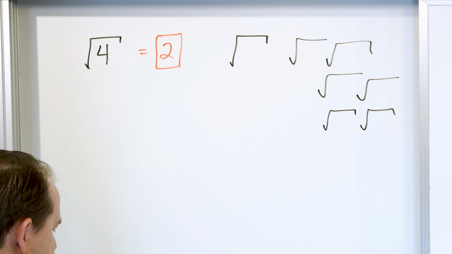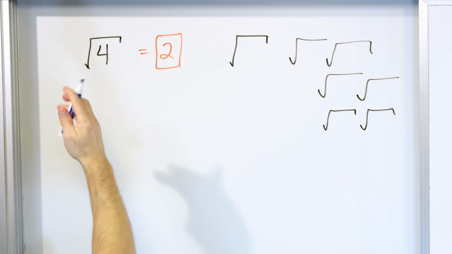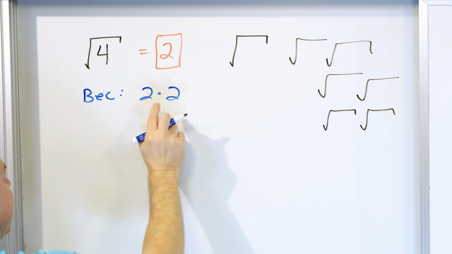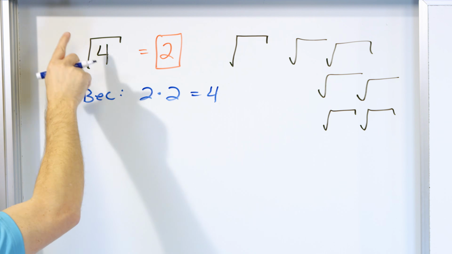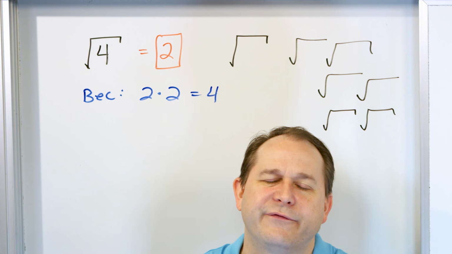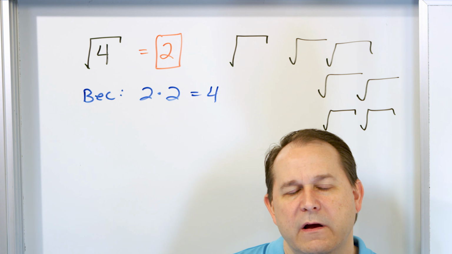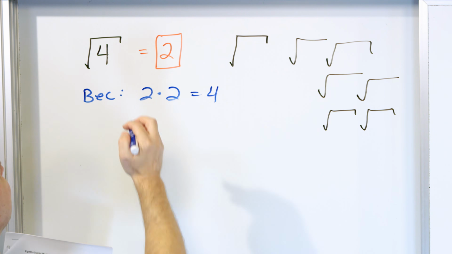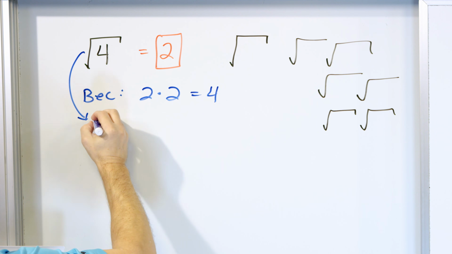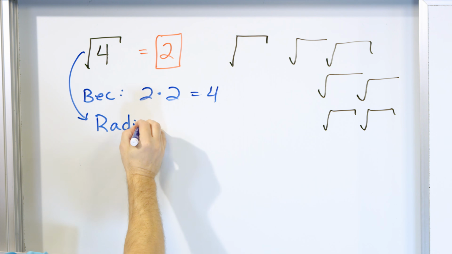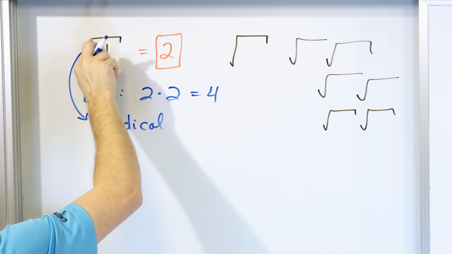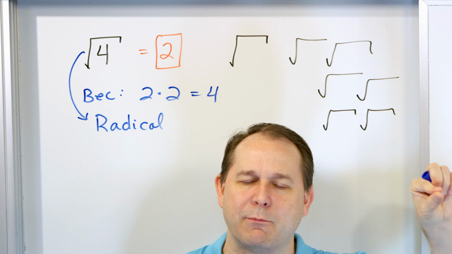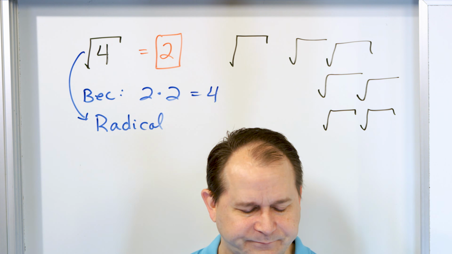And the reason that this is the answer is because, I'll put BEC, because 2 times itself, that's what this means, 2 times itself is equal to 4. So every square root that you see, all you're trying to do is find out what number times itself can give you what's underneath the square root symbol. This square root symbol, by the way, is called a radical. So anytime you hear me say, look under the radical, what's underneath the radical? The radical is just that funny check mark. It looks like a square root symbol. That's all it is, right?